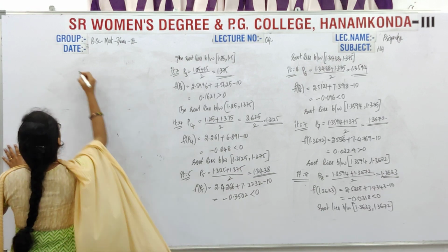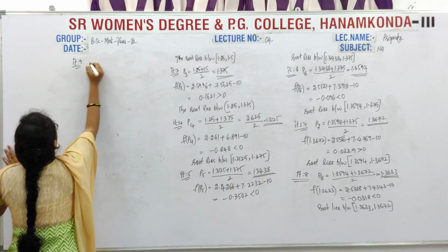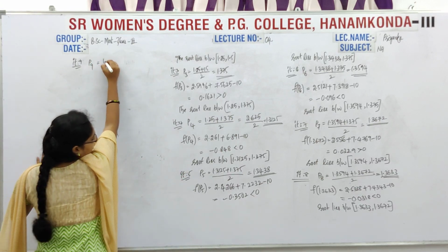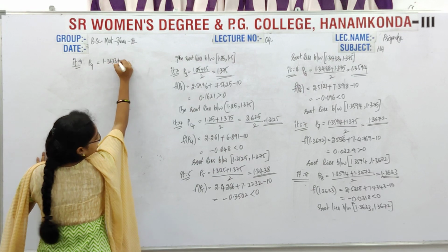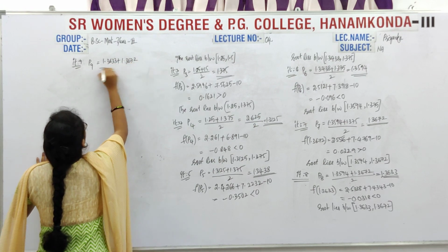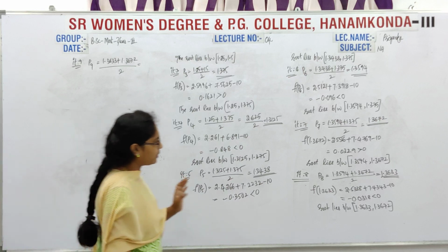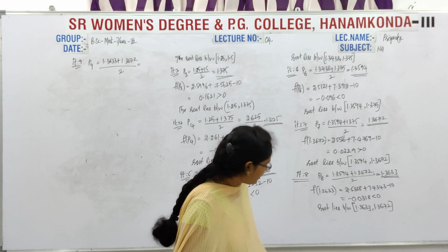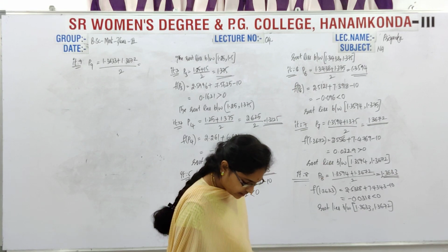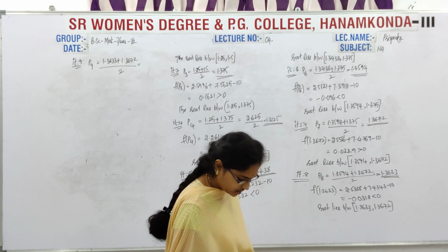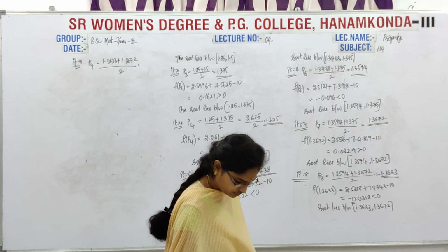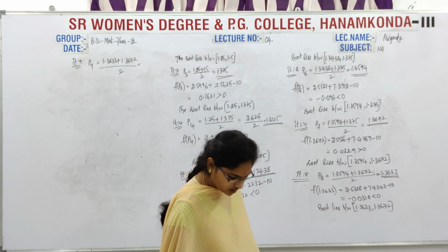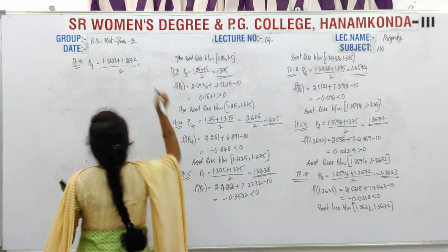So now here iteration number 9, and P9 equal to 1.3633 plus 1.3672 by 2. One thing I want to check: it is a negative sign and it is a positive sign. Okay, done. Now here 1.3633 plus 1.3672, which is 2.7305, whole divided by 2. Now 1.3652.